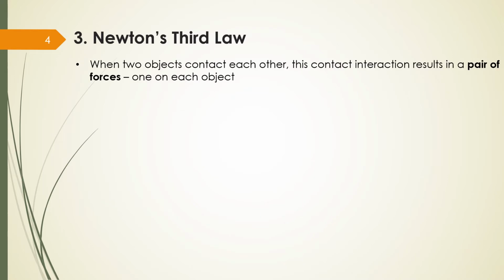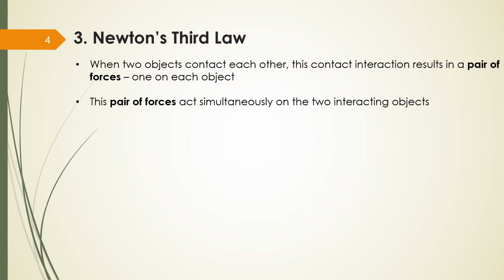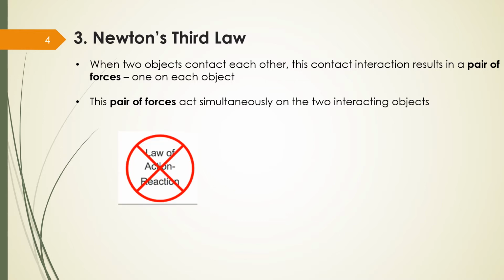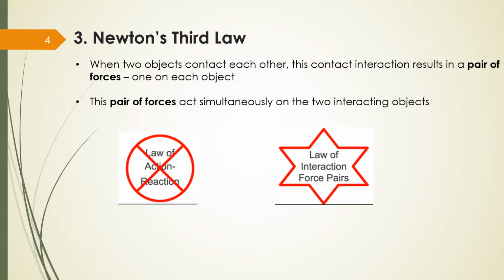When two objects contact each other, this contact interaction results in a pair of forces, one on each object, okay? I have this pair, but each force is going to be on a different object. This pair of forces acts simultaneously on the two interacting objects. We used to say law of action and reaction, but it is not right anymore, okay? It's not accepted anymore. So the best way to say it is law of interaction force pairs. So it's not right to say action reaction, but yes, to say law of interaction force pairs.